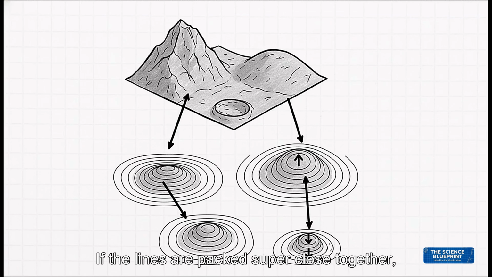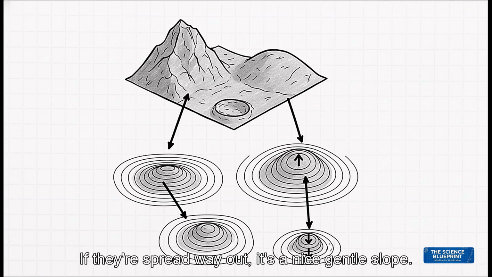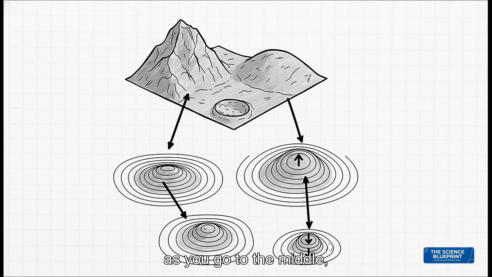And reading these maps becomes really intuitive once you know the basic rules. If the lines are packed super close together, it means the elevation is changing fast. That's a steep hill. If they're spread way out, it's a nice gentle slope. If you see loops with the numbers getting higher as you go to the middle, you're looking at a hill or a mountain. And if the numbers get lower, you found a depression or a basin.